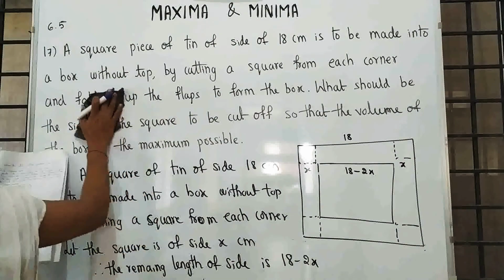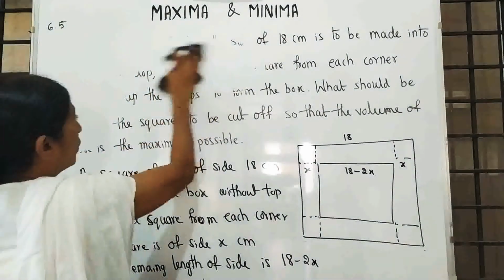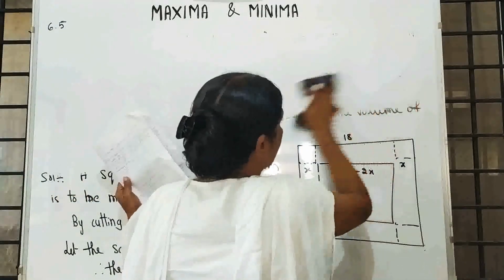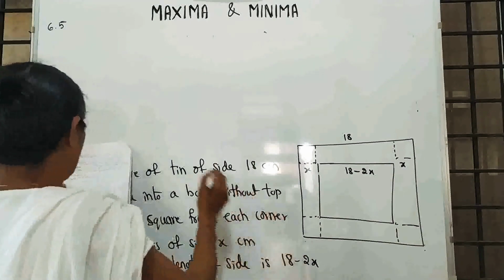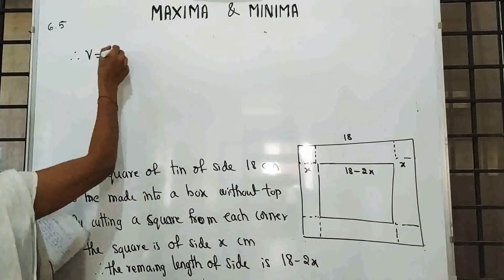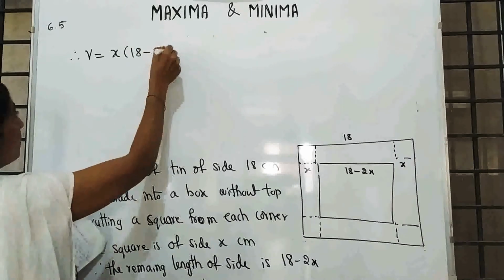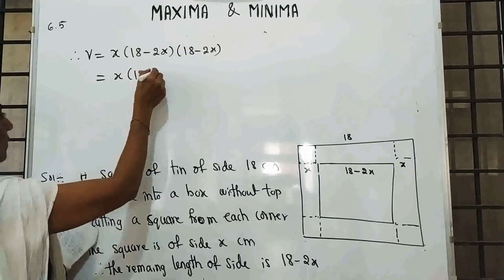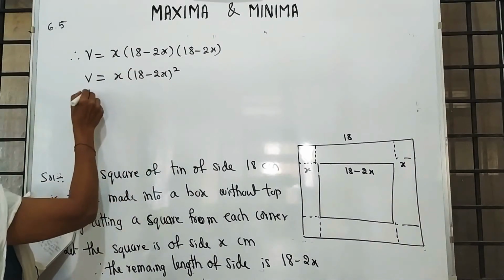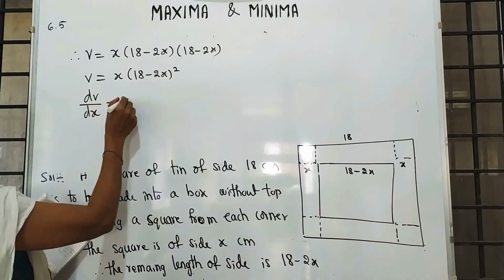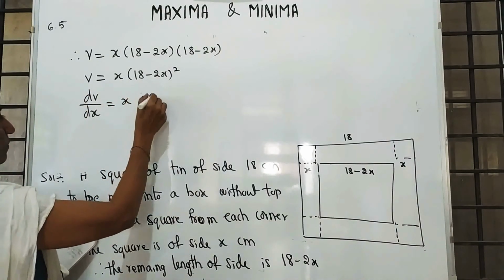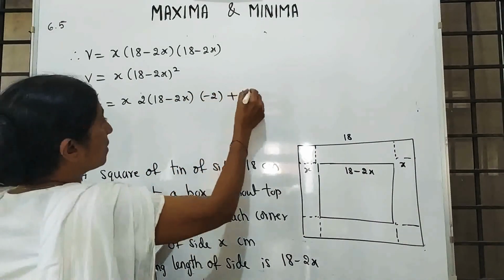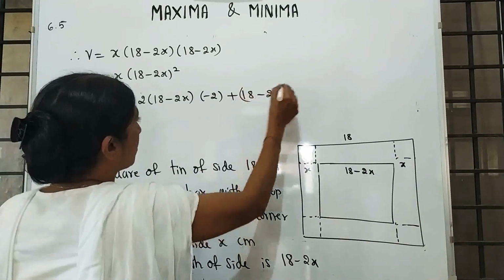See, without a top, then how will we write the volume of the box? It is length into breadth into height. When you fold, the height will be x. Therefore, the volume V is length into breadth into height, V = x(18 − 2x)². Differentiate with respect to x, u into v: x into minus 2 times 2 (18 − 2x) plus (18 − 2x) whole square.